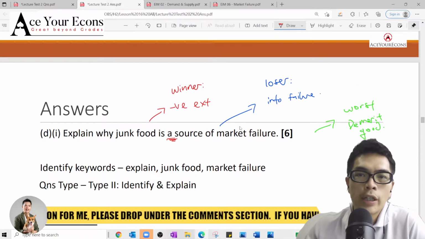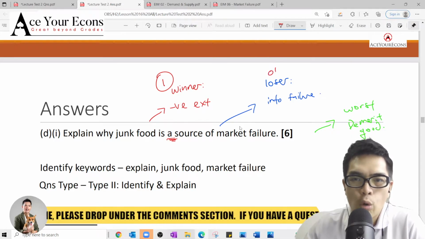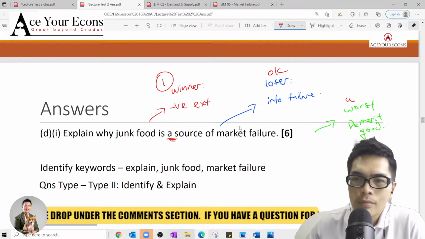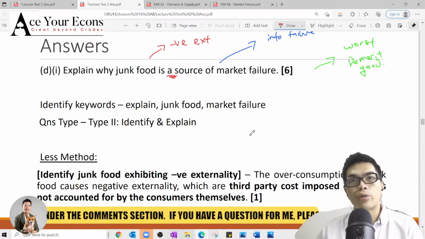Okay, so I pointed out, you should focus on this. If not, this is okay, but not as good. This is the worst. Okay, so I'm going to quickly run through the 6-step framework.